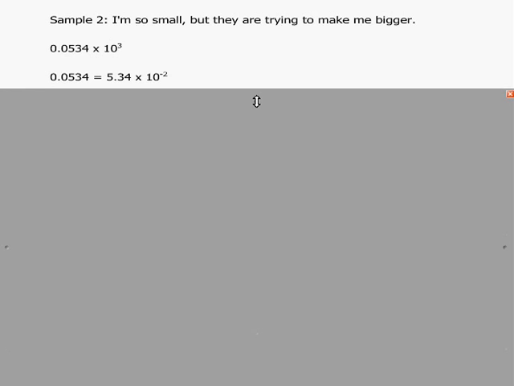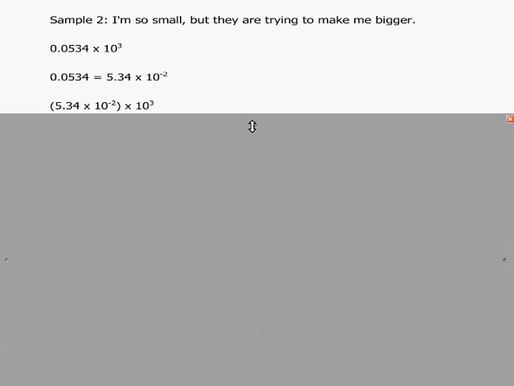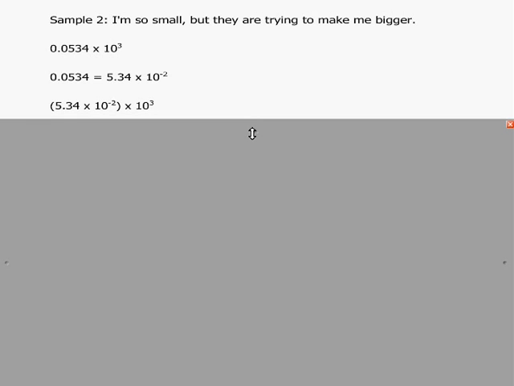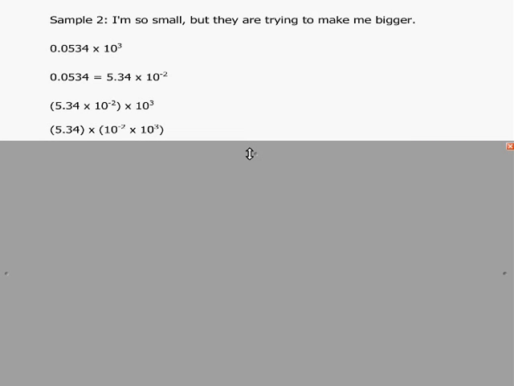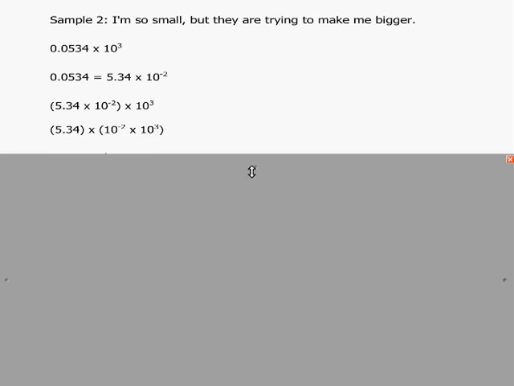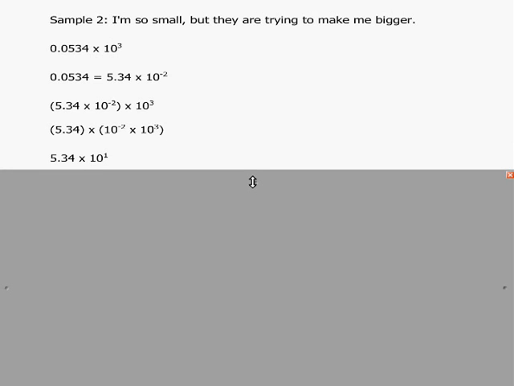Well, this is a small number and you're trying to make it bigger to 5.34. It's resisting that because it's just not its value, so it's going to try to pull that decimal place to the left. And in doing so, to balance that out, it's going to pull it negative two places, basically. Substitute in 5.34 times 10 to the negative second, and then that quantity times 10 to the third from the original expression. Use our friend the associative property like in the last sample. And when we evaluate our monomials, we find 5.34 times 10 to the first.